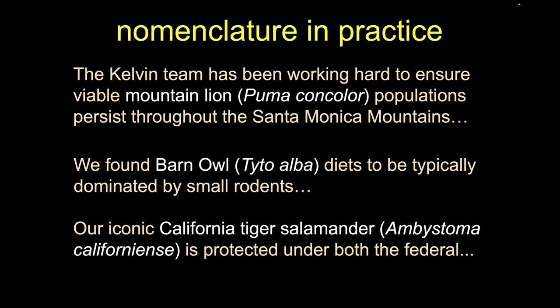Oh, okay. So California tiger salamander. The tiger salamander part is a regular word, not a proper name. But California is a proper noun. So in that case, the genus is capitalized, capital A, species name, lowercase c, but in the common name, the C in California is capitalized, and then the T in tiger and S in salamander are lowercase. Does that make sense?